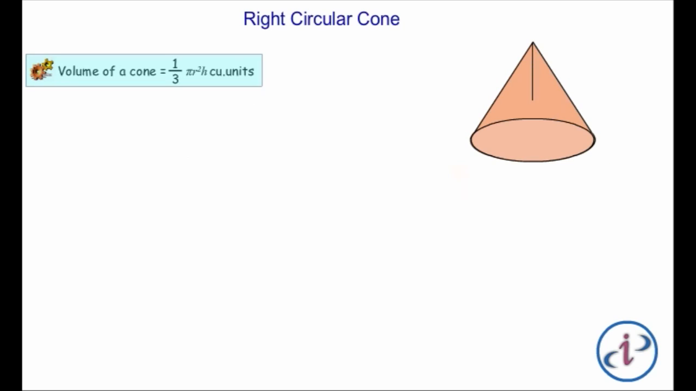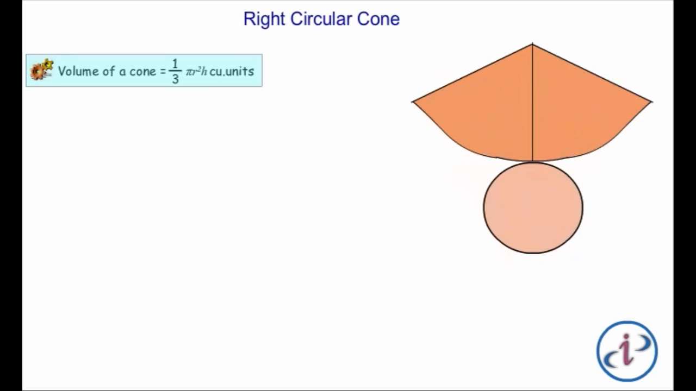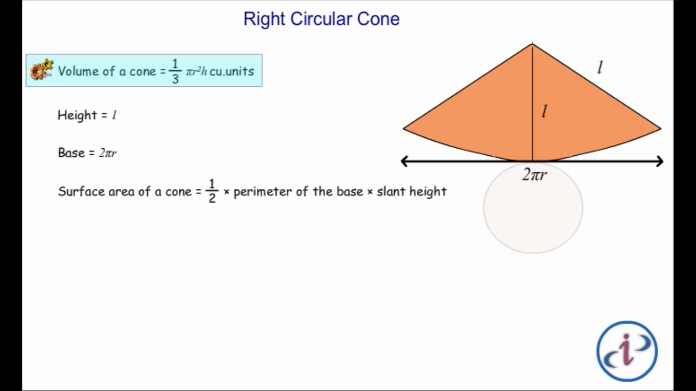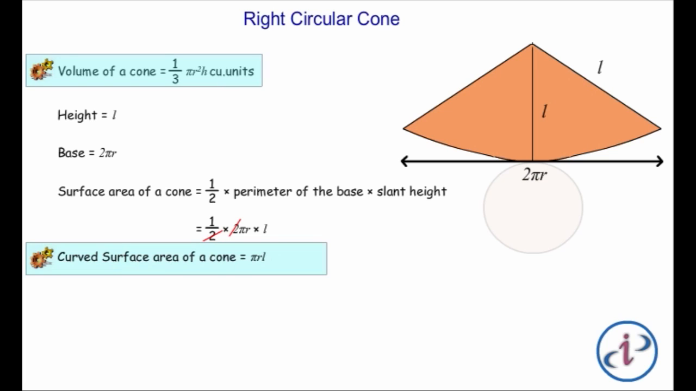If we open a hollow cone, we get a triangle shape of height l, which is the slant height of the cone, and base 2 pi r, which is the circumference of the base of the cone. What is the area of a triangle? Yes, area of a triangle is 1 by 2 times base times height. Here, applying the formula for the surface area of a cone, we get 1 by 2 times 2 pi r times l. Cancelling out the 2, we get pi times r times l. Curved surface area of a cone is equal to pi r l square units.